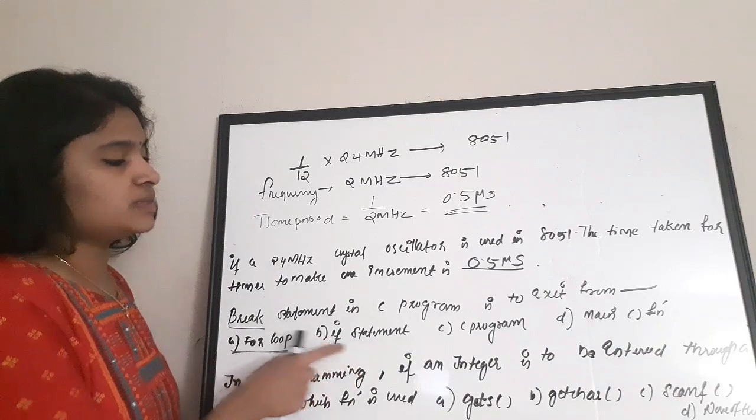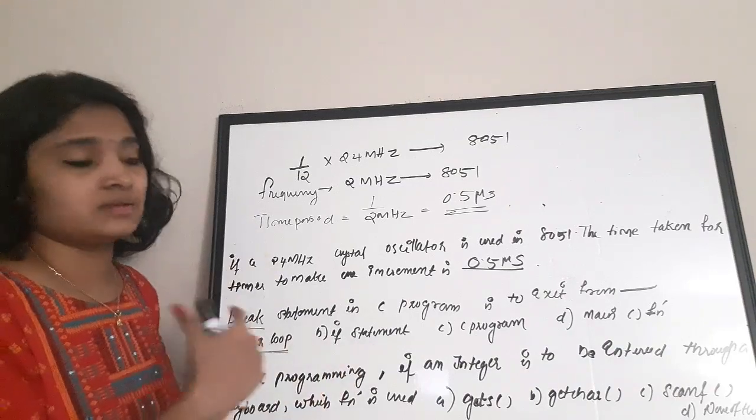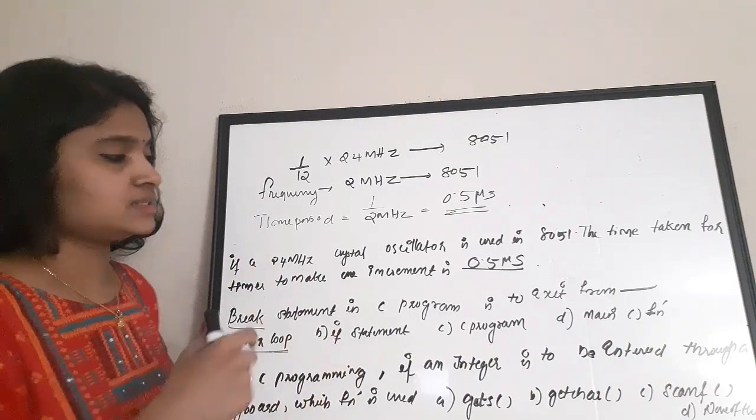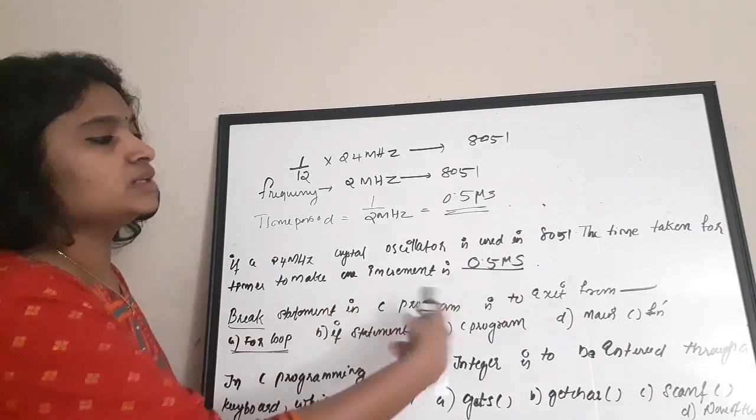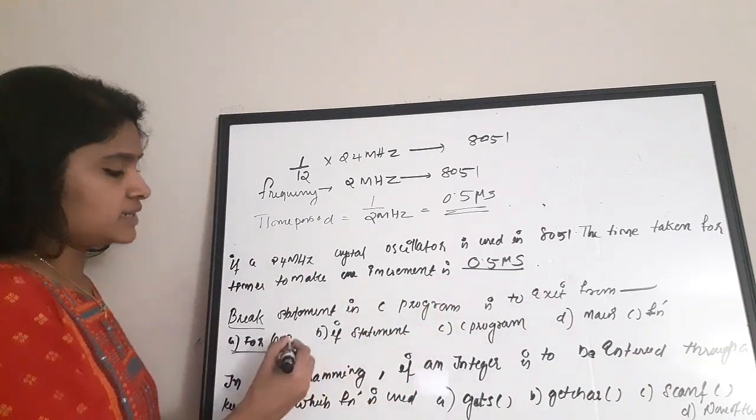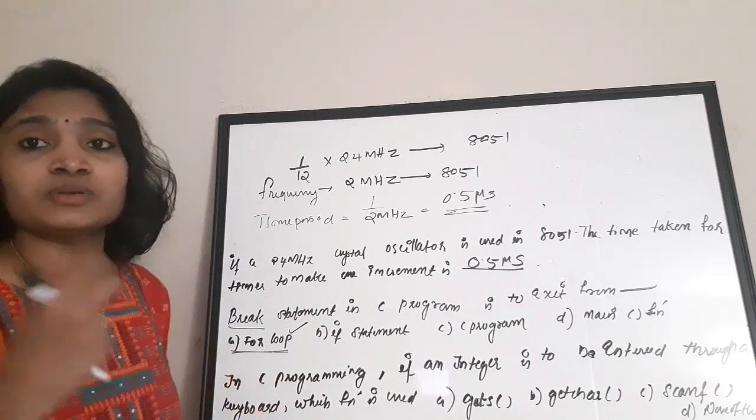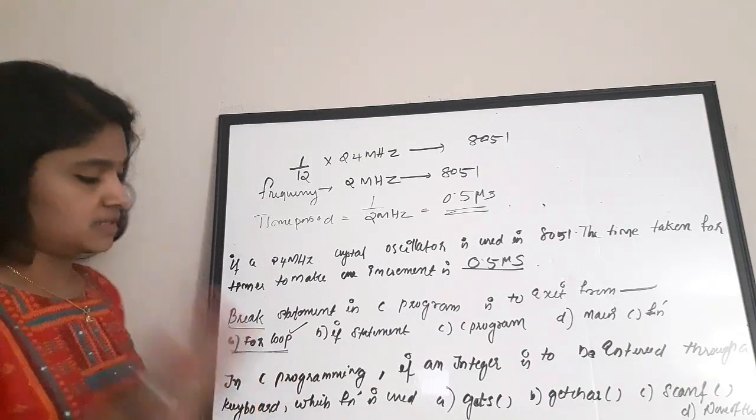Generally, to exit from an if statement, we use else or else if. The other two options are also not correct. So the correct answer here is for loop. For exiting from the for loop, we use the break statement.